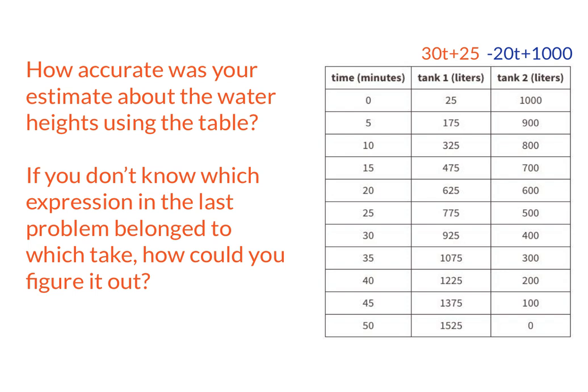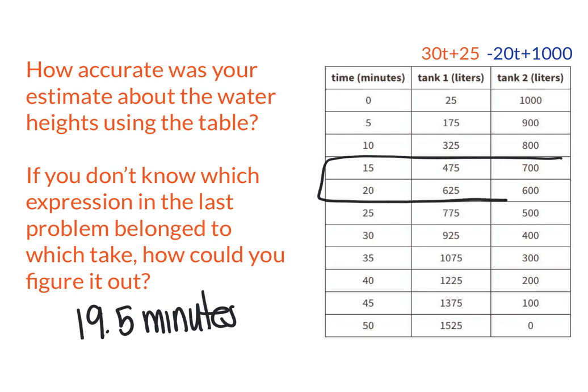Remember earlier, they asked us to estimate when the tanks will have the same amount of water. We said it was going to be between 15 and 20 minutes, but that it would be closer to 20 minutes. Well, we just figured out the time in which their water levels will be the same. What was our time? Remember, it was 19 and a half minutes. So were we correct? Where would 19 and a half minutes fall? It would fall between 15 and 20 minutes, and like we said, it would definitely be closer to 20 minutes.